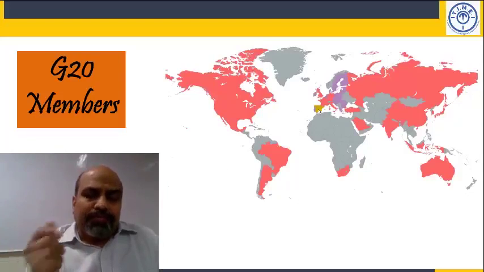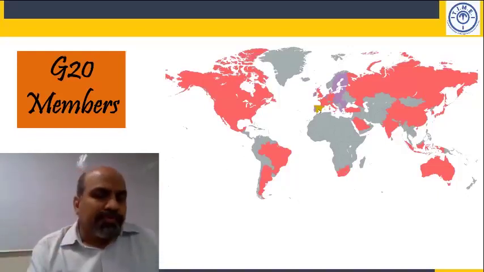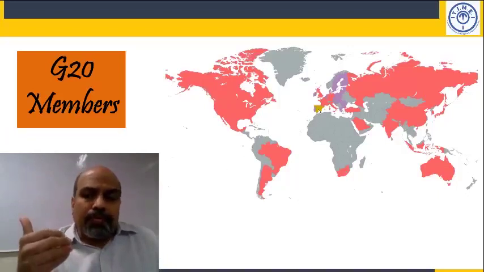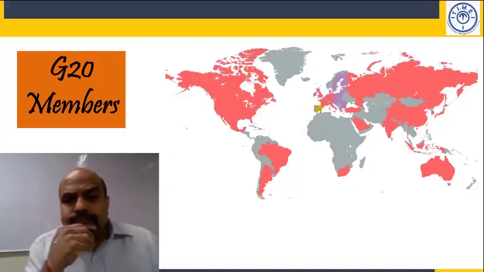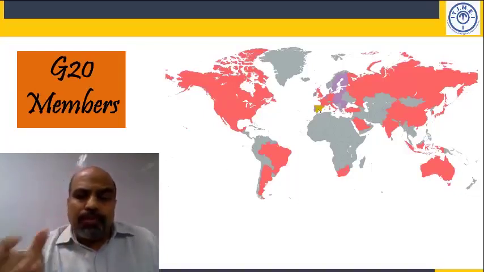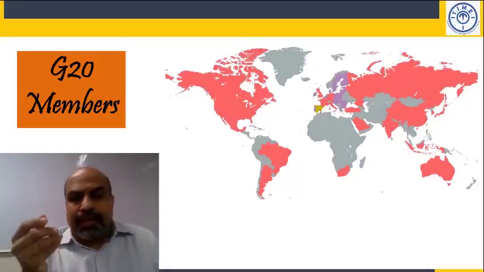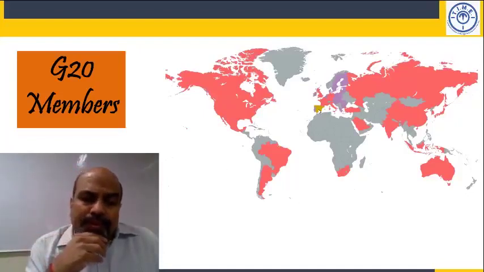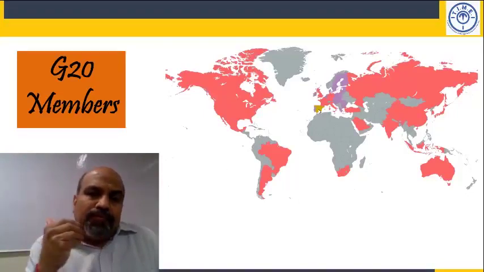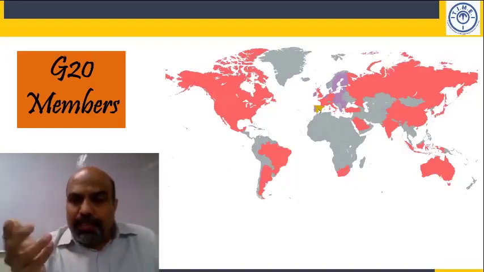Next, heads of World Bank Group, IMF. IMF is International Monetary Fund. Then the International Labour Organization, ILO. Then OECD. OECD is the Organization for Economic Cooperation and Development. Next, World Health Organization. World Trade Organization.